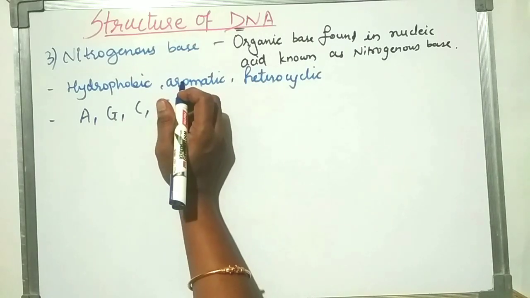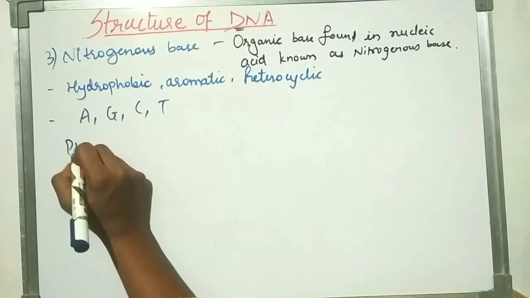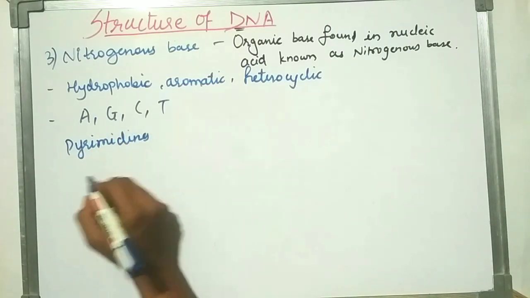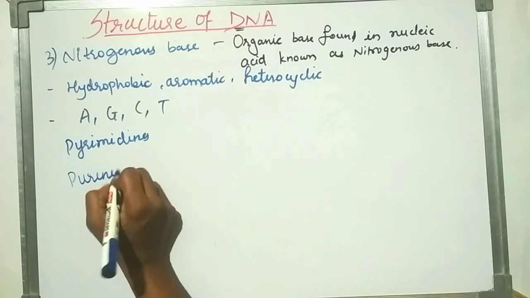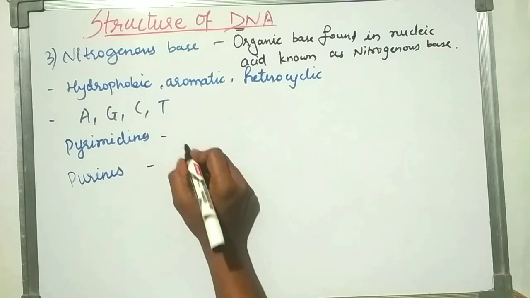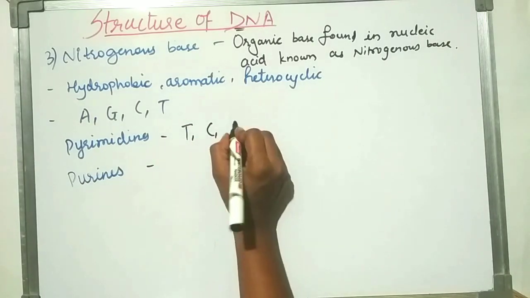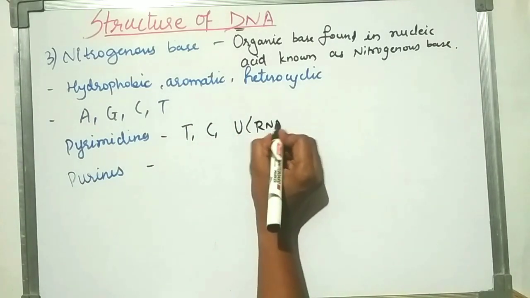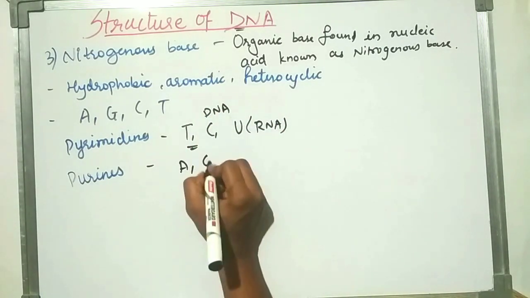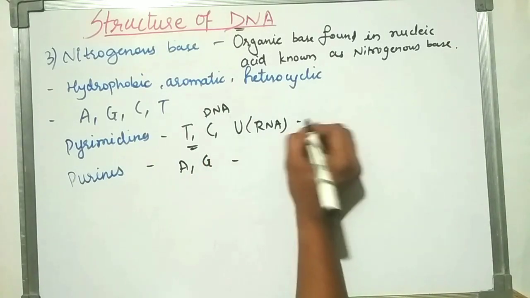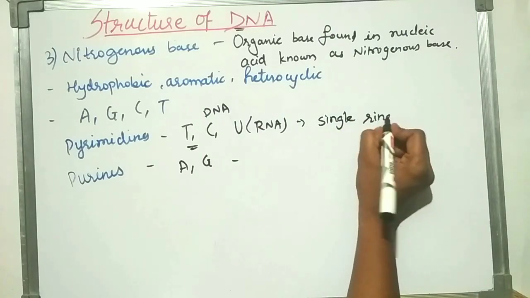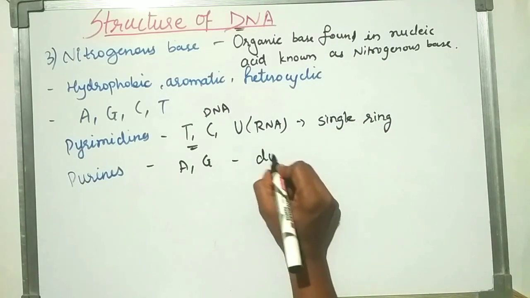The 4 bases are classified into 2 types: pyrimidines and purines. Thymine, cytosine, and uracil in RNA are pyrimidines; these 2 are in DNA. Purines are adenine and guanine. Pyrimidine is a single ring structure, and purine is a double ring structure.